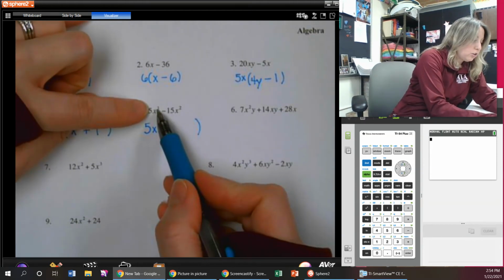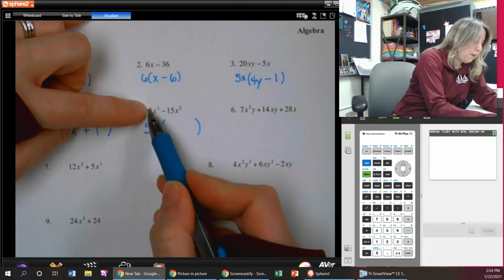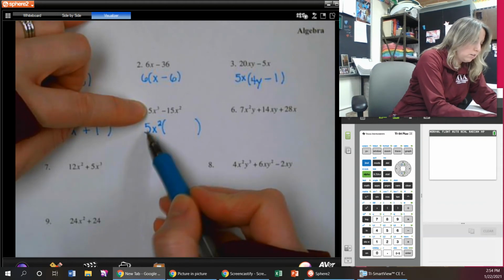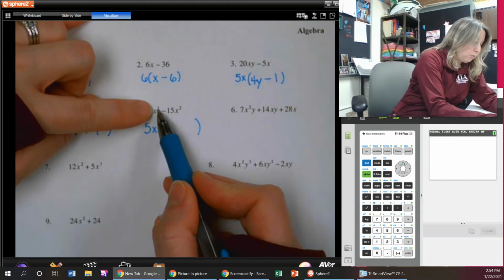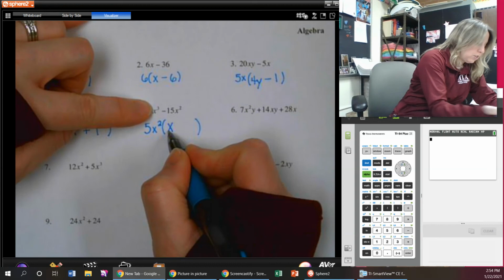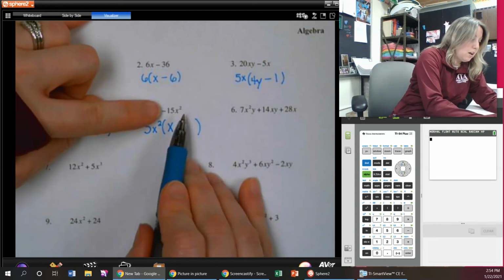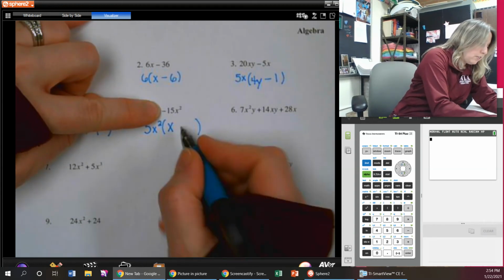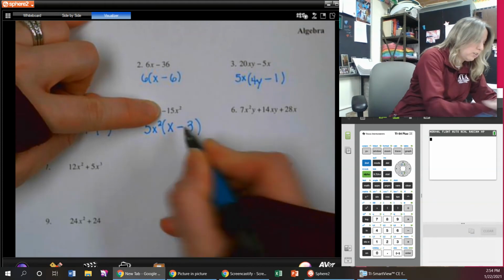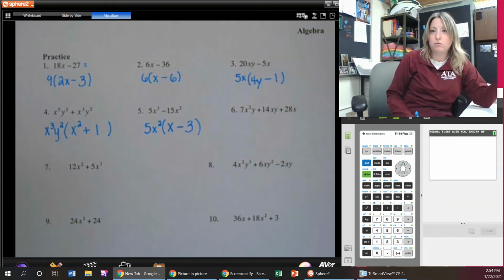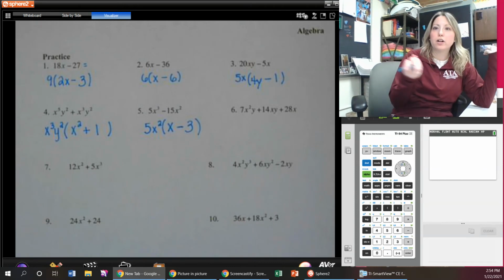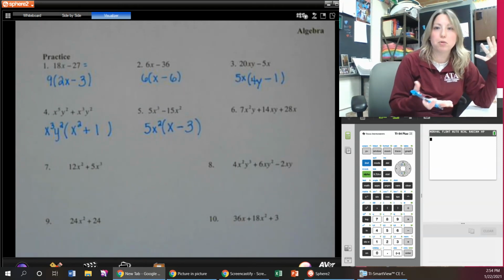So 5x cubed divided by 5x squared. 5's cancel out to a 1, dividing the 5's. 3 minus 2 is 1, so x to the 1st is left. Negative 15 divided by 5 is negative 3. The x squareds cancel to a 1. Negative 3 times 1 is still negative 3. That 1 left over gets absorbed by the number that's already present.